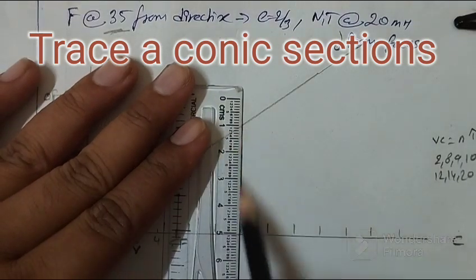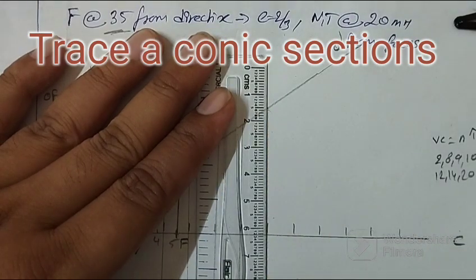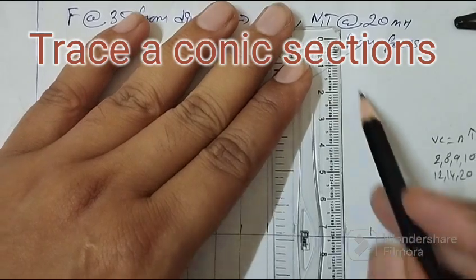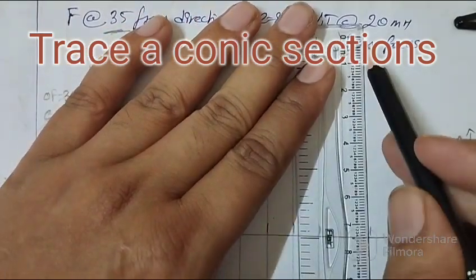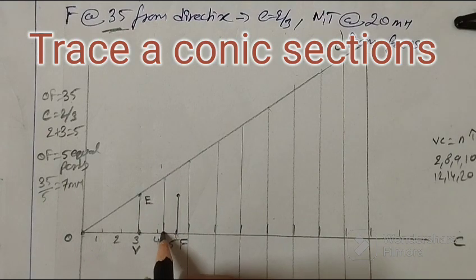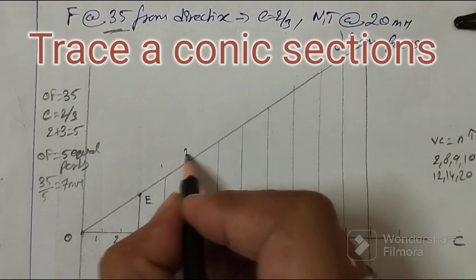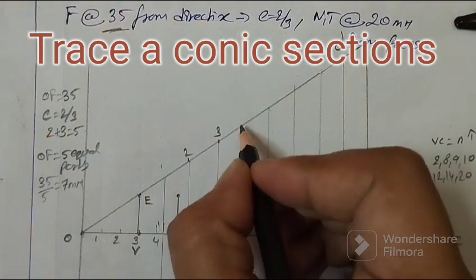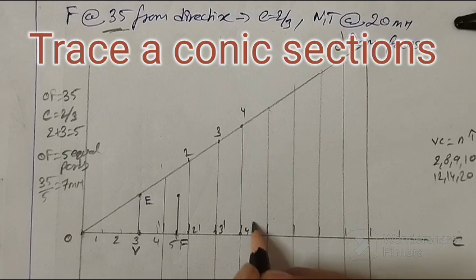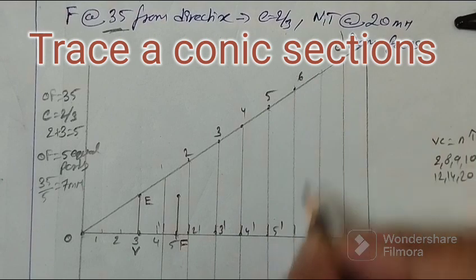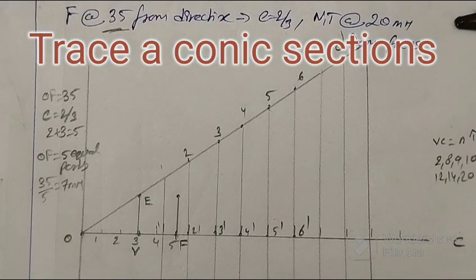Extend parallel to each other. These lines should be parallel to each other. So I have extended a few lines which are parallel to each other, and I am naming them. Let this be 1, 1 dash, 2, 2 dash, 3, 3 dash, 4, 4 dash, 5, 5 dash, 6, 6 dash, and so on.